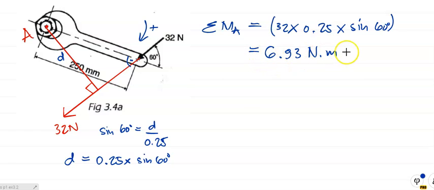And because the answer is positive, it means that our lever is going to want to go that way.